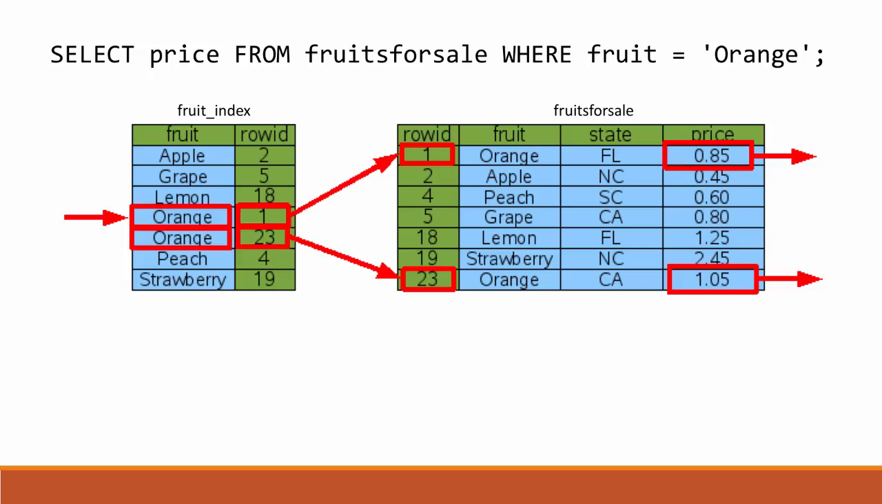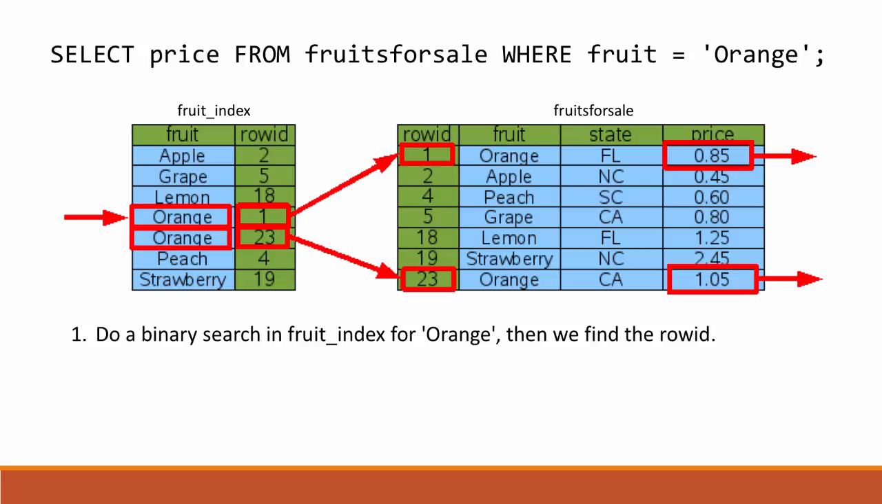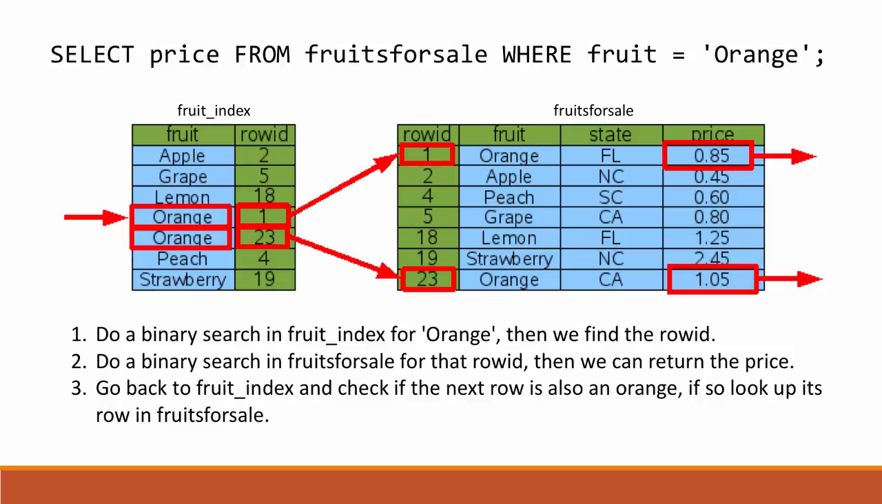Okay, using lookups on indices also work if there are multiple rows that match. So for instance, if I want to get all of the prices for the oranges, I do the same sorts of steps. I do a binary search for orange in my fruit index, find the row ID, do a binary search in my fruits for sale, return the price, and then I go back to the fruit index and say, hey, by the way, are there any more oranges? Oh, there happens to be another orange. Do another binary search in the table, report that price, and go back, are there any more oranges? And once there are no more oranges, I've returned all of the rows that I need to return. So an index is useful even if you're doing a lookup for more than just one row in the table.